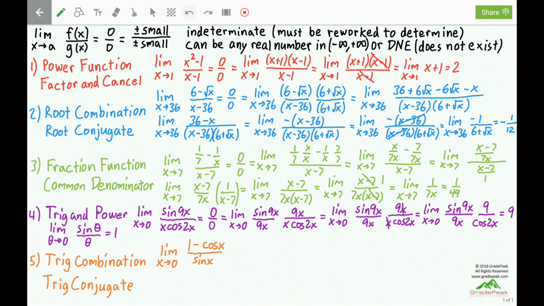Let's give an example. Let's say we have the limit as x goes to 0 of 1 minus cosine x over sine x. If I plug in 0 for x, I will have 1 minus the cosine of 0.